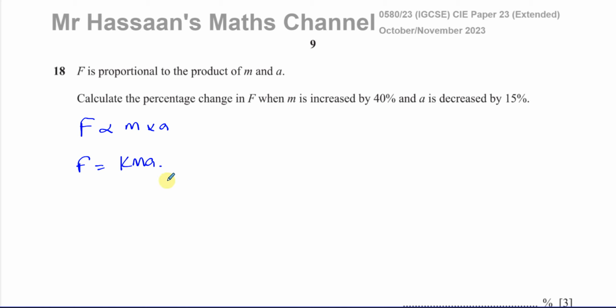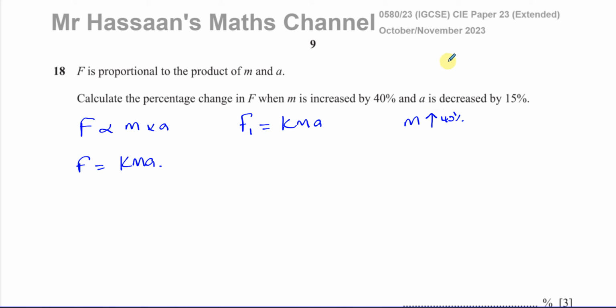All right. So it says calculate the percentage change in F when M is increased by 40% and A is decreased by 15%. So let's take the first value of F as if it was just with M and A as they are. Okay, so that's the first value of F. Now, what's going to happen is M is going to increase by 40%.